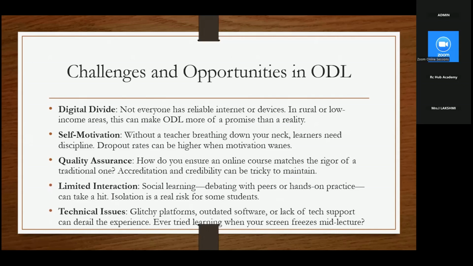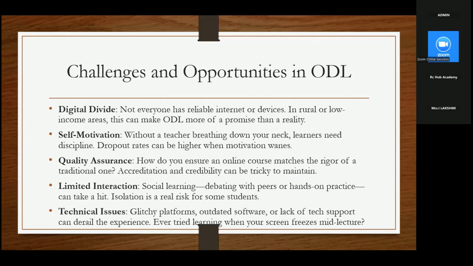What are all the challenges and opportunities in this ODL? When I come to challenges and opportunities in open and distance learning, first, what are the challenges? First one, digital divide, a very important challenge. If I want to go for open and distance learning, what are the important challenges? I need very high speed internet and a device which supports learning through open and distance learning. That's one of the important challenges in this ODL.